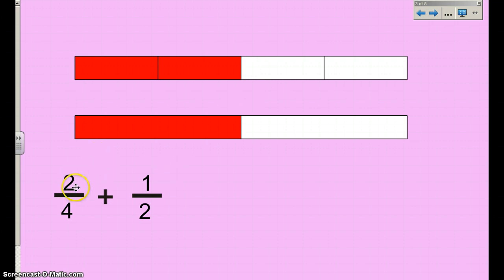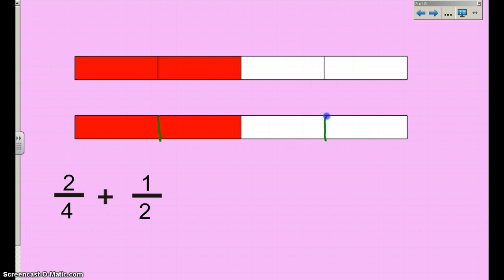We have 2/4 plus 1/2. And you can easily see that our two denominators are different. So what we have to do is make sure that our denominators are the same. So if I have 2/4 and 1/2, I have to change my denominators and make them the same. And I'm going to do that by using these models. This is the fourths and this is the halves. I'm going to take my halves and change it into fourths.